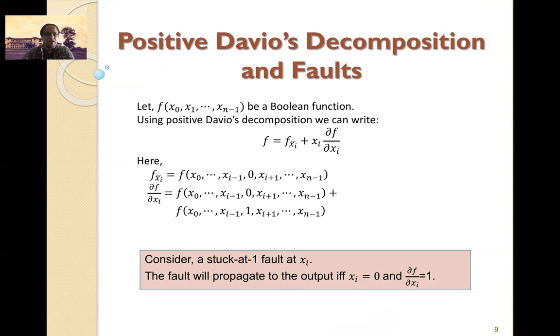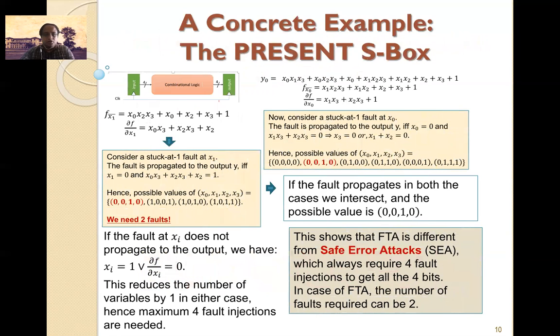Now del f of del xi can again be split into two parts, which is a Boolean XOR of the function f computed on x0 to xn minus 1 with xi being set to 0, along with an XOR with f, again computed from x0 to xn minus 1, but now xi has been set to the value of 1. I would like to emphasize that throughout my talk, the plus notation denotes modulo 2 addition. So if you consider a stuck at 1 fault at xi, then it is trivial to check that the fault will propagate to the output if and only if xi is equal to 0 and del f of del xi is equal to 1.